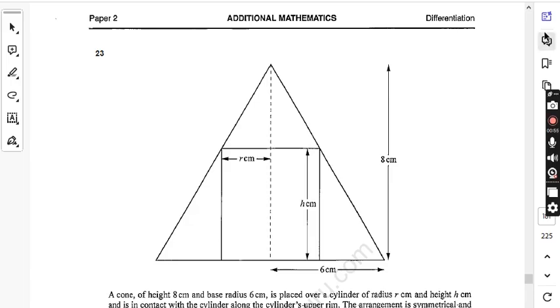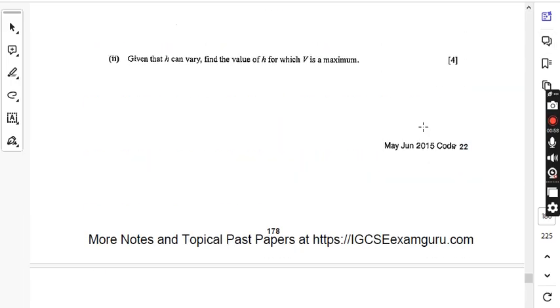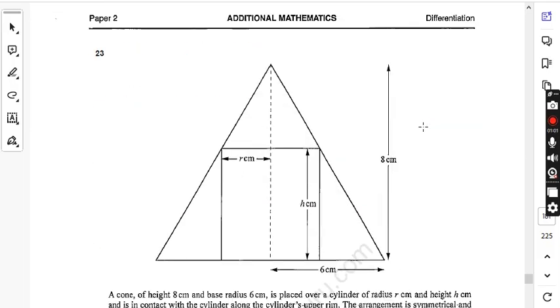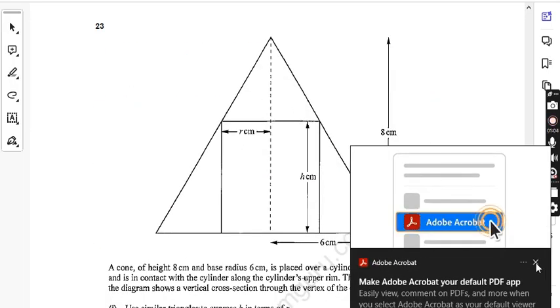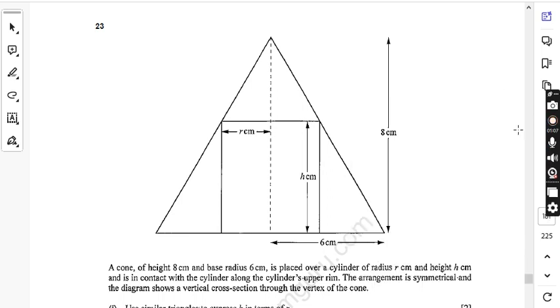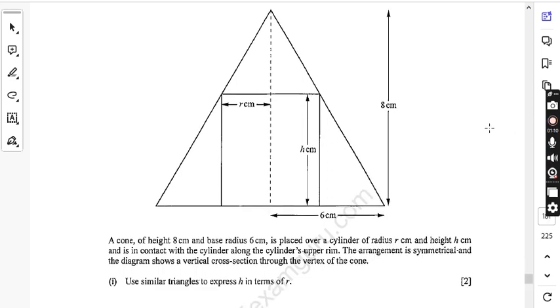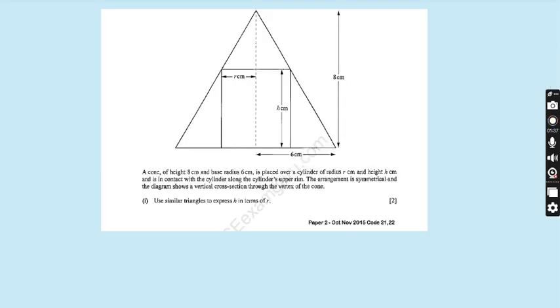What I did in the last lecture, we did till question number 22 of the topic past papers differentiation. Today I am going to start question number 23. A cone of height 8 cm and base radius 6 cm is placed over a cylinder of radius r centimeter and height h centimeter and is in contact with the cylinder along the cylinder's upper rim. The arrangement is symmetrical and the diagram shows a vertical cross section through the vertex of the cone. Part 1. Use similar triangles to express h in terms of r.